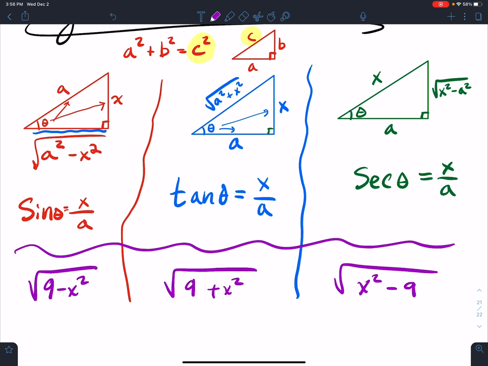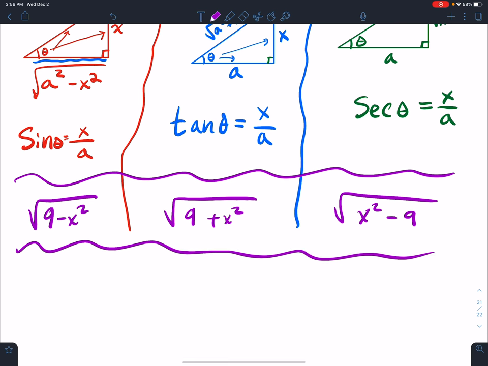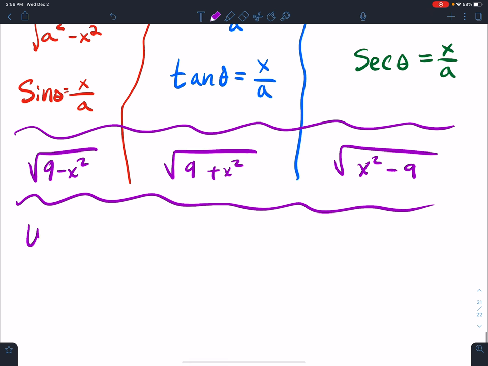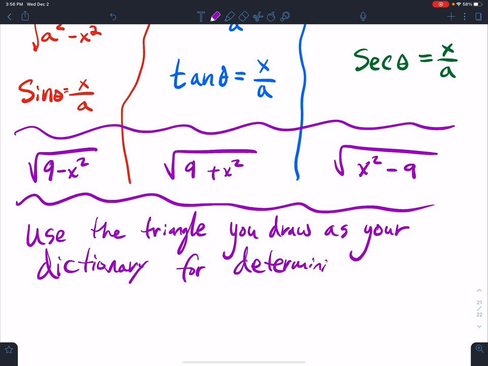If you want to do that, great. That's perfectly fine. The way I work through this is a little more intuitive. I use the triangle you draw as your dictionary for determining how to substitute.